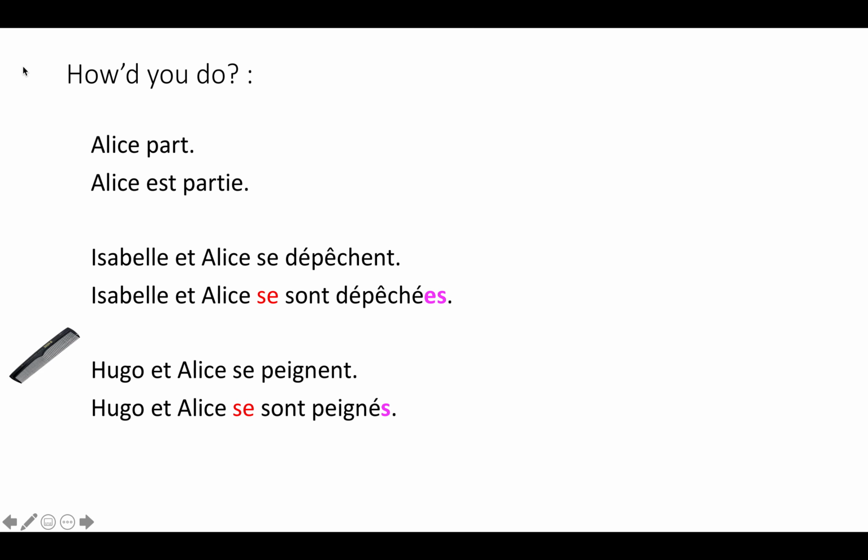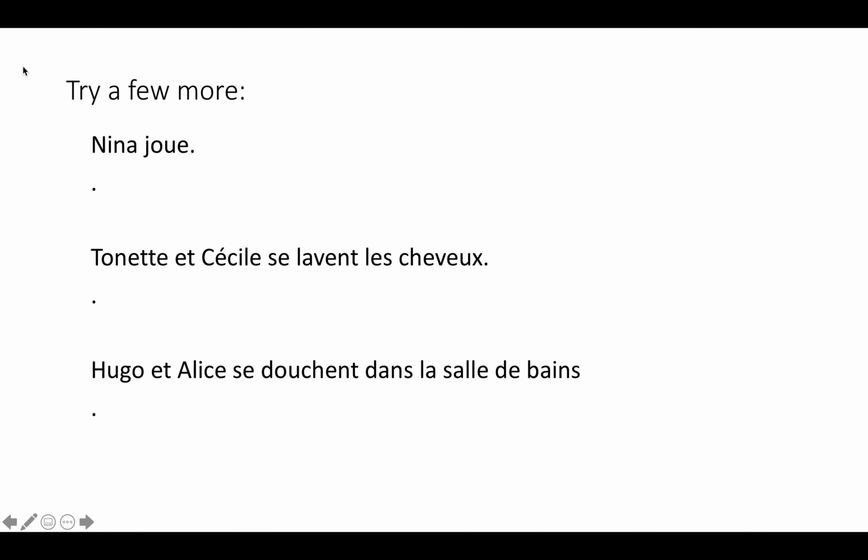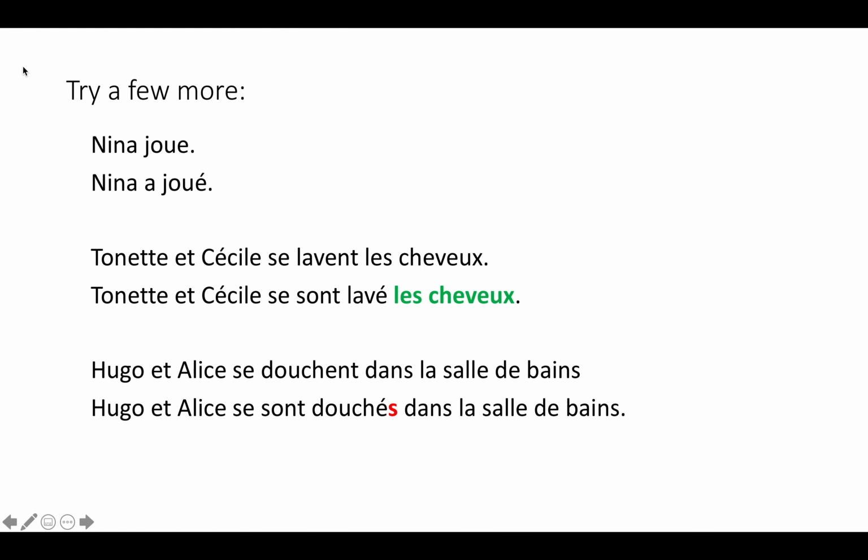How did you do? I didn't do so well because I should have highlighted the I on Alice est partie. Okay, so it takes être, she's feminine, we added an I. Isabelle et Alice se sont dépêchées, they're feminine and they're plural, we add ES. Hugo et Alice se sont peignés, it's plural, but one's a man, so all we did was add an S. Let's do a few more. Push pause while you do it.